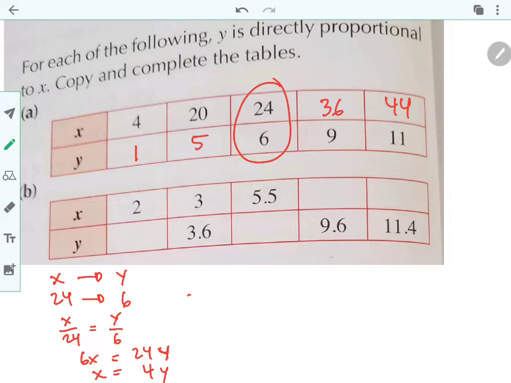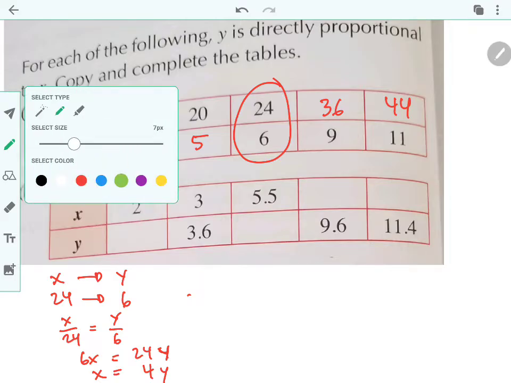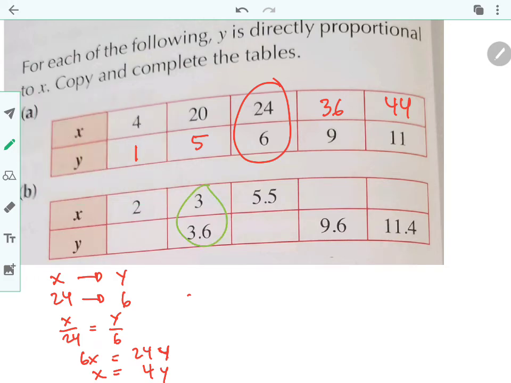Okay, so using the same idea again for part B, we're using this. So x to y. When x is 3, y equals 3.6. So what you can do here is x over 3 equals y over 3.6. So 3y equals 3.6x. So y equals 3.6 divided by 3, which equals 1.2. So y equals 1.2x.